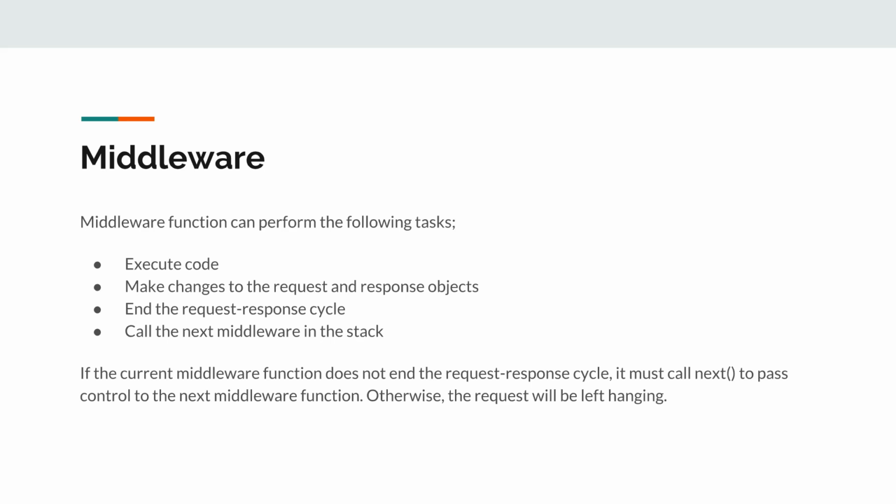So the next point is that a middleware can end the request response cycle. For example, if you had a middleware that was doing data validation, let's also use our temperature conversion calculation.